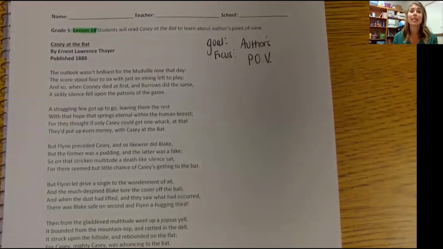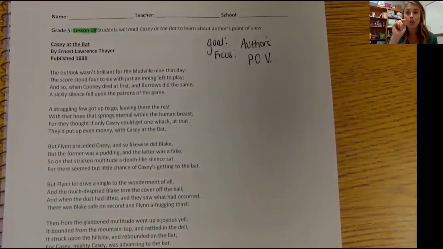At the end of today's lesson, you'll have to rewrite the last 2 stanzas. Remember, we talked about stanzas. It's what poems are made up of. It's groups of lines. In your writing, you will show how the author might have written the poem if Casey had hit a home run at the end. So you're going to rewrite the ending as if he had hit the home run. Pay close attention to how the poem is written so you can write an ending that rhymes and has really good descriptive language. Let's get started.